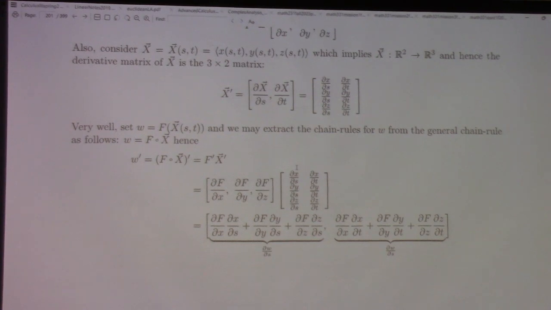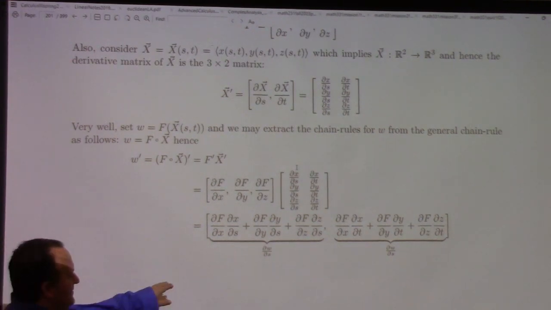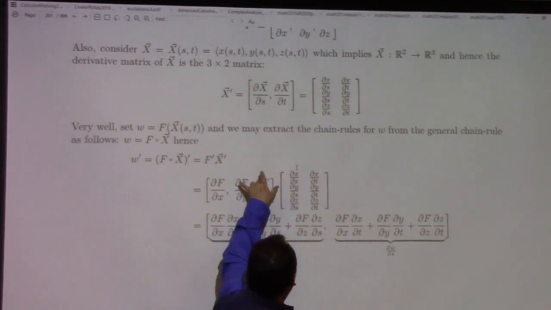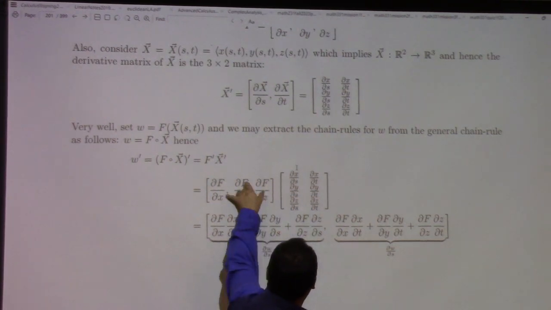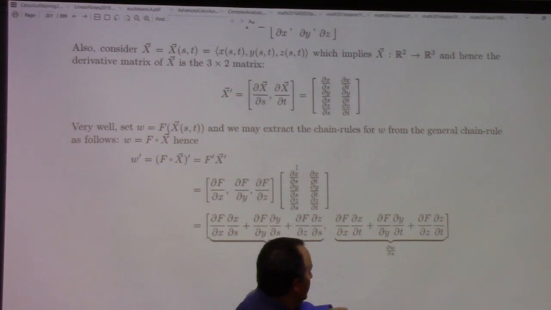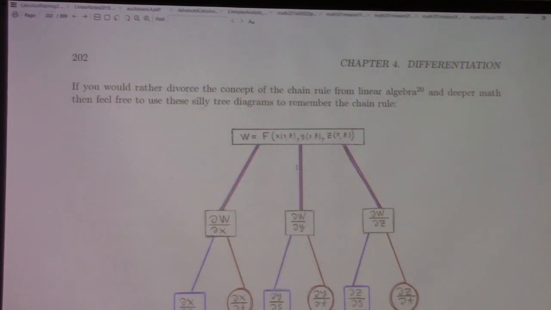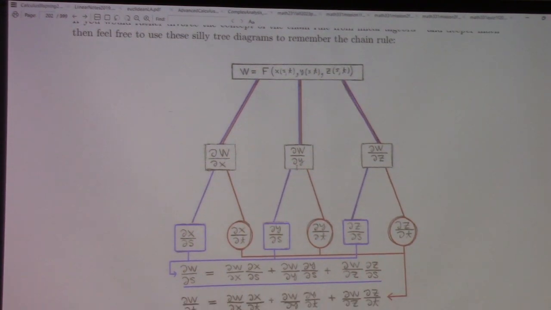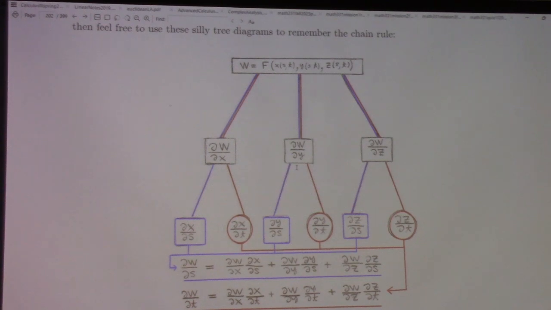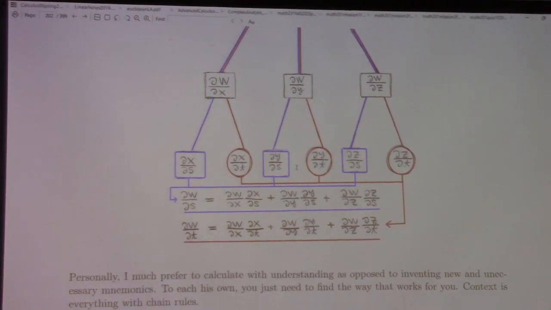Well, that's a typo right there. Did you see that? So this times that gives me this. That times that gives me, it should be partial W, partial T right here. All right, so here's the tree diagram for those.